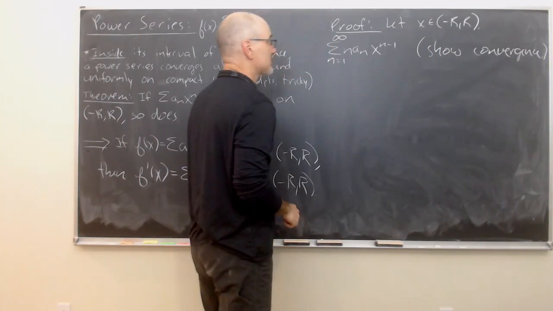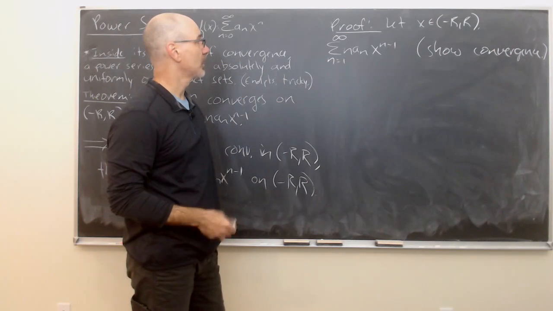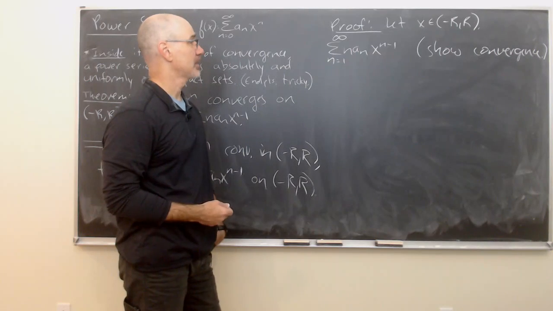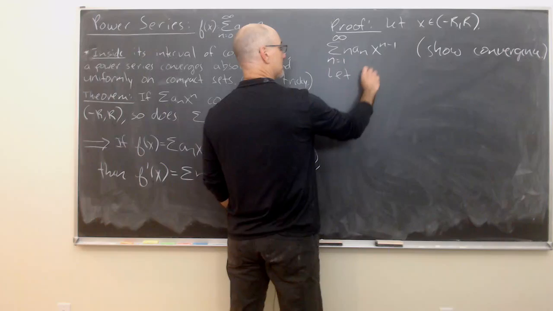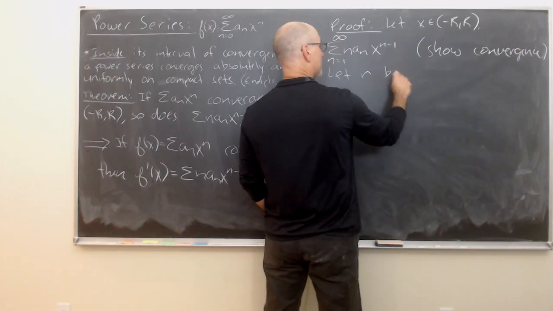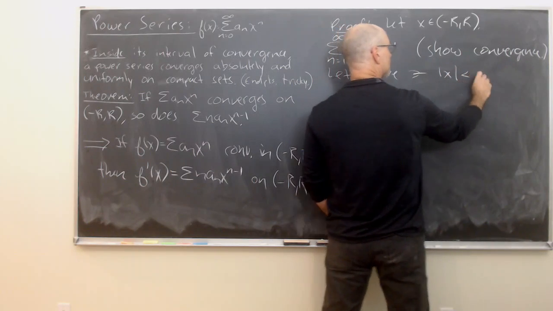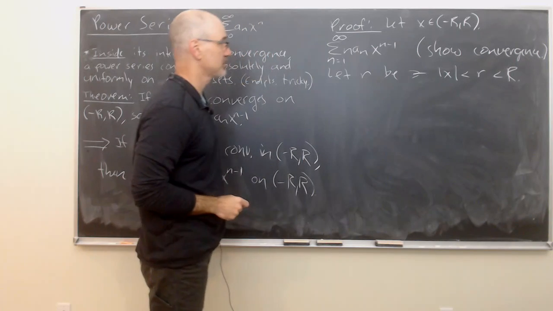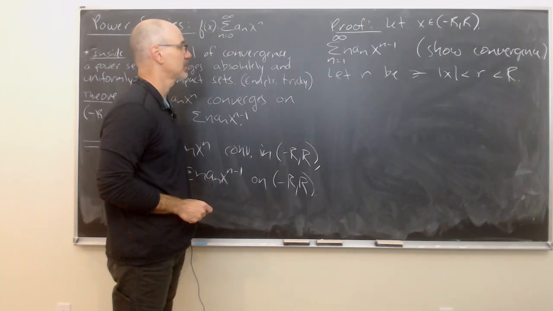All right, now because x is inside the interval minus R to R, we can fit a real number between absolute x and capital R. So let's let little r be such that little r is strictly bigger than absolute x, but smaller than the endpoint capital R.